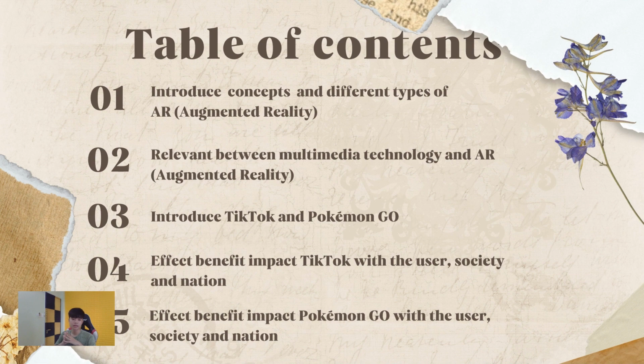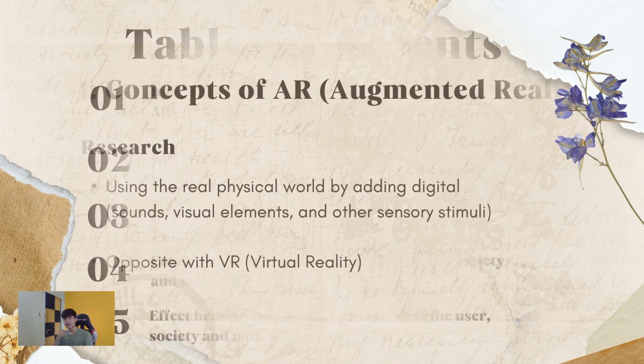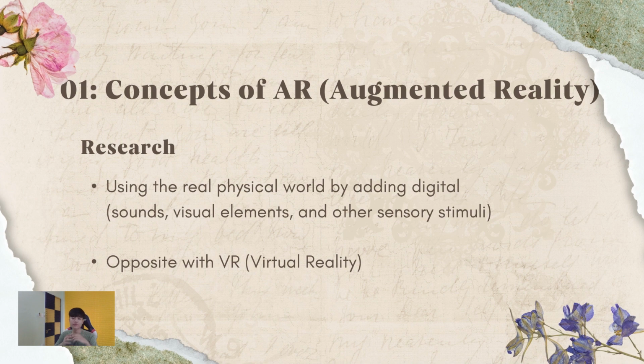You can see on the slide, there are five main sections in my assignment. They are the introduced concept and different types of AR, the relationship between multimedia technology and AR, introducing TikTok and Pokemon Go. These two AR applications will be in the section listing two examples. Then the effects, benefits, and impact of TikTok on the user, society, and nation, and also for Pokemon Go. Next, we will move to the first section.